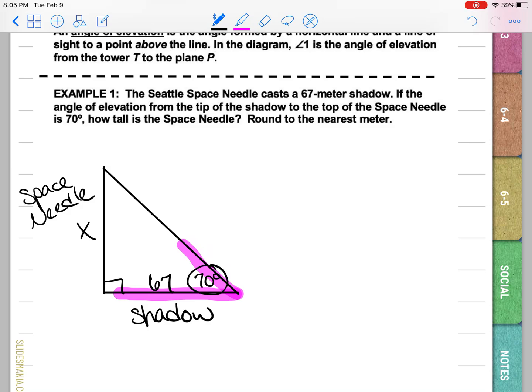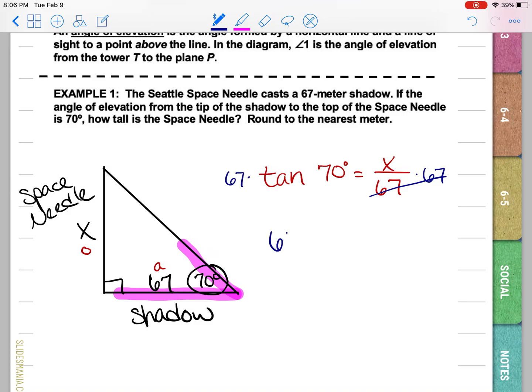So we know that we're going to go from the perspective of the 70 degrees. So label your sides. X would be your O, it's opposite. 67 is our A. So O and A means we're going to use tangent. And if we're finding a side, we're going to set up our equation. Tangent of 70 degrees equals O over A, so X over 67. We know that to get rid of the 67, we're going to have to multiply by 67 on both sides.